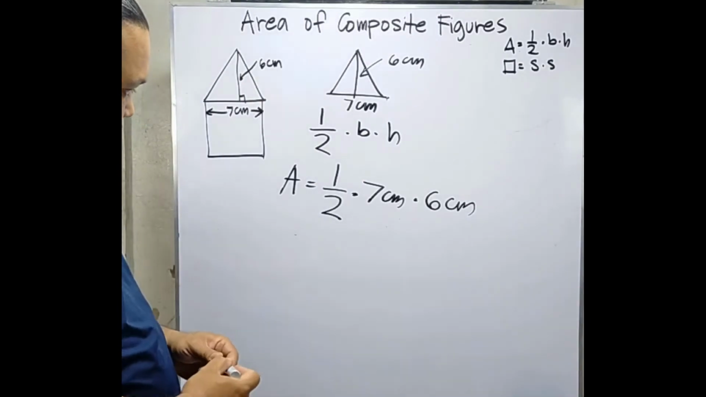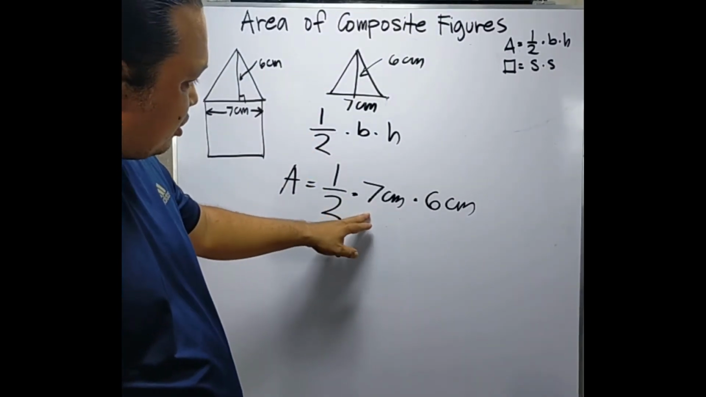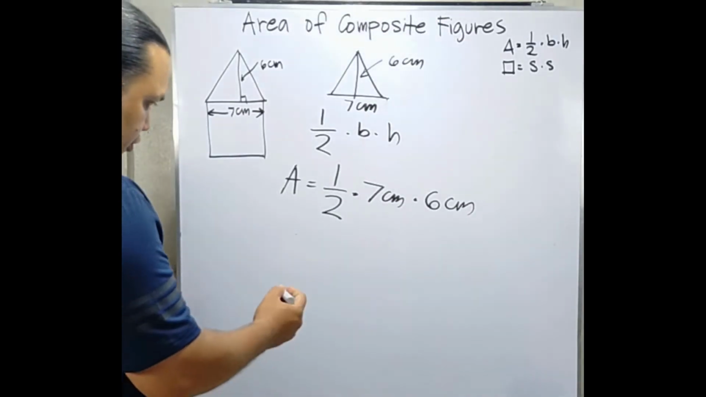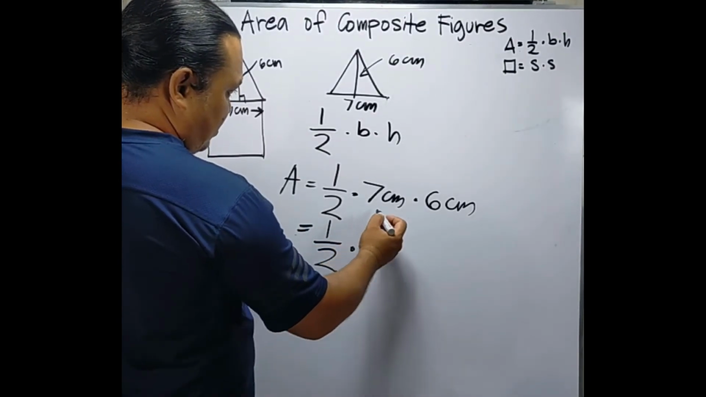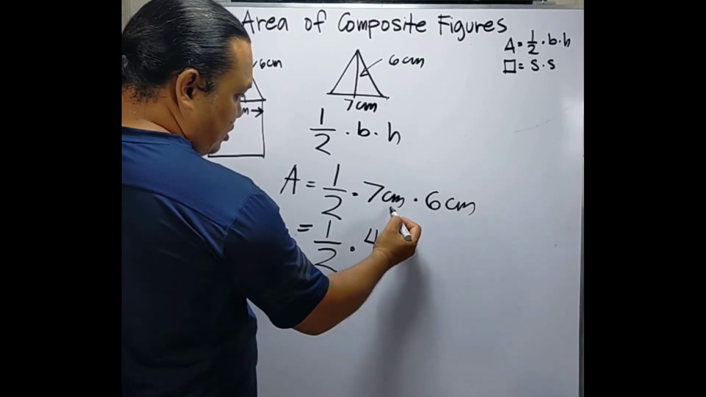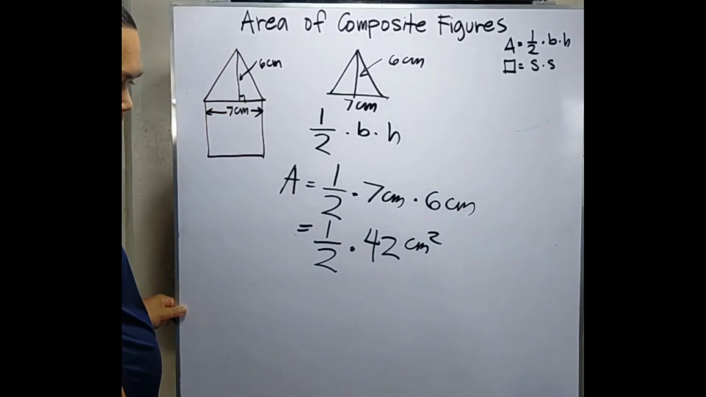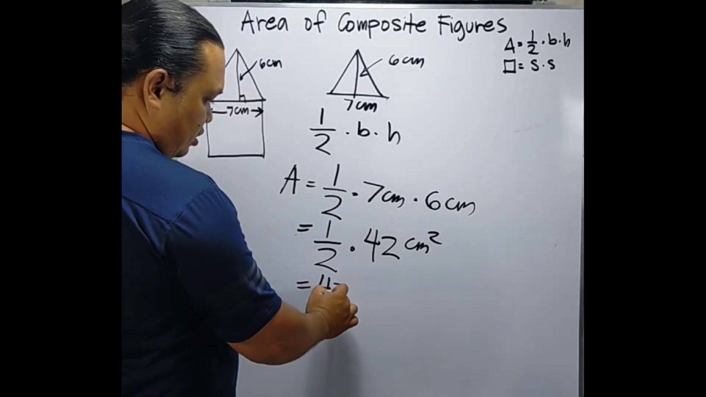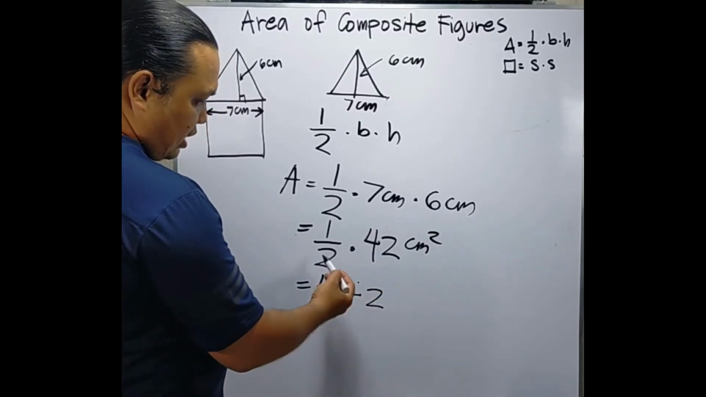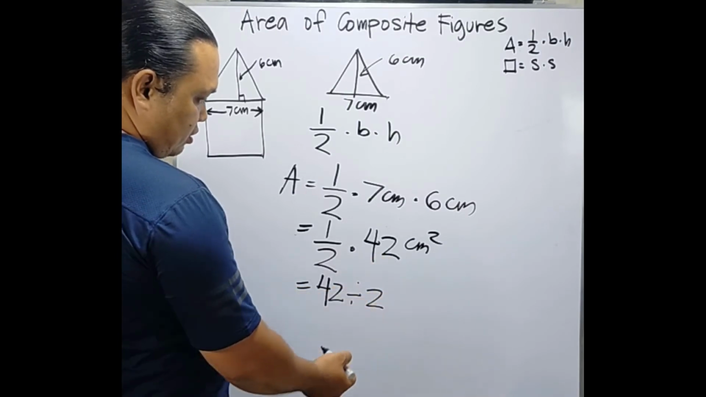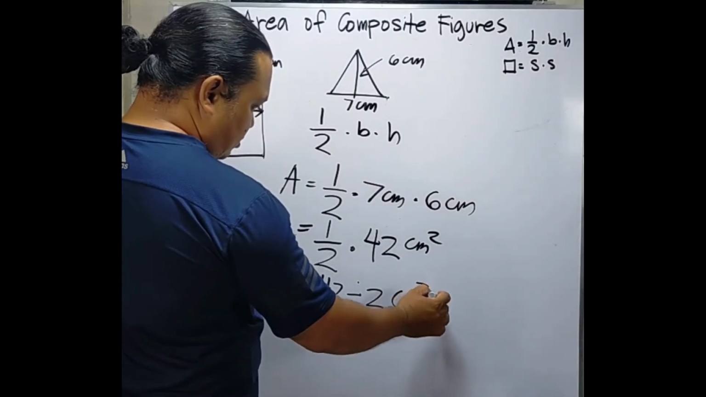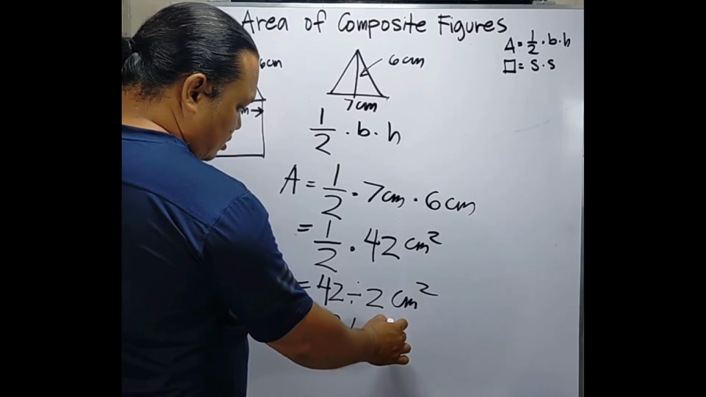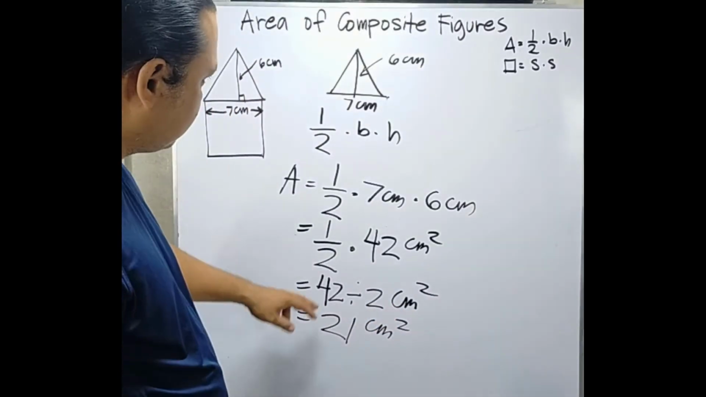In substituting, the area of the triangle is 1/2 times 7 centimeters, which is the base, times 6 centimeters, which is the height of the triangle. To simplify, 7 times 6 is 42. Centimeters times centimeters is centimeters squared. So we have 1/2 times 42 centimeters squared. To simplify, we divide 42 by 2, because 1/2 times 42 is the same as 42 over 2. 42 divided by 2 is 21, so 21 centimeters squared will be the area of our triangle.